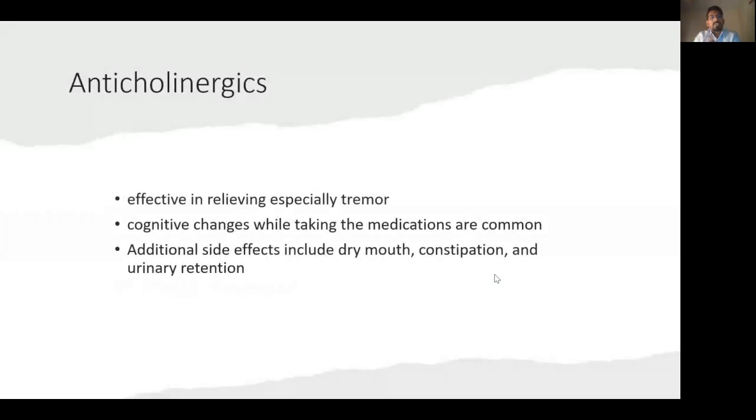Anticholinergics: the first rule I should say is never use anticholinergics to treat Parkinson's disease. It only affects some tremor. As you can say, the tremor is not the most disabling symptom in Parkinsonism; it's rather bradykinesia. So an anticholinergic is helpful only if you can see drug-induced tremor.